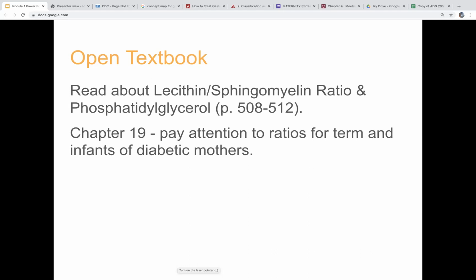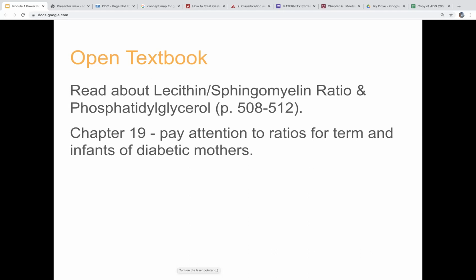So to summarize, the L/S ratio is looking at 2 phospholipids that are going to be detected in the amniotic fluid when they do the amniocentesis, when they suspect a mom is in preterm labor, to determine the amount of surfactant present, because we need to determine that, because that is what is going to make sure the baby's lungs are ready to function outside of the uterus.